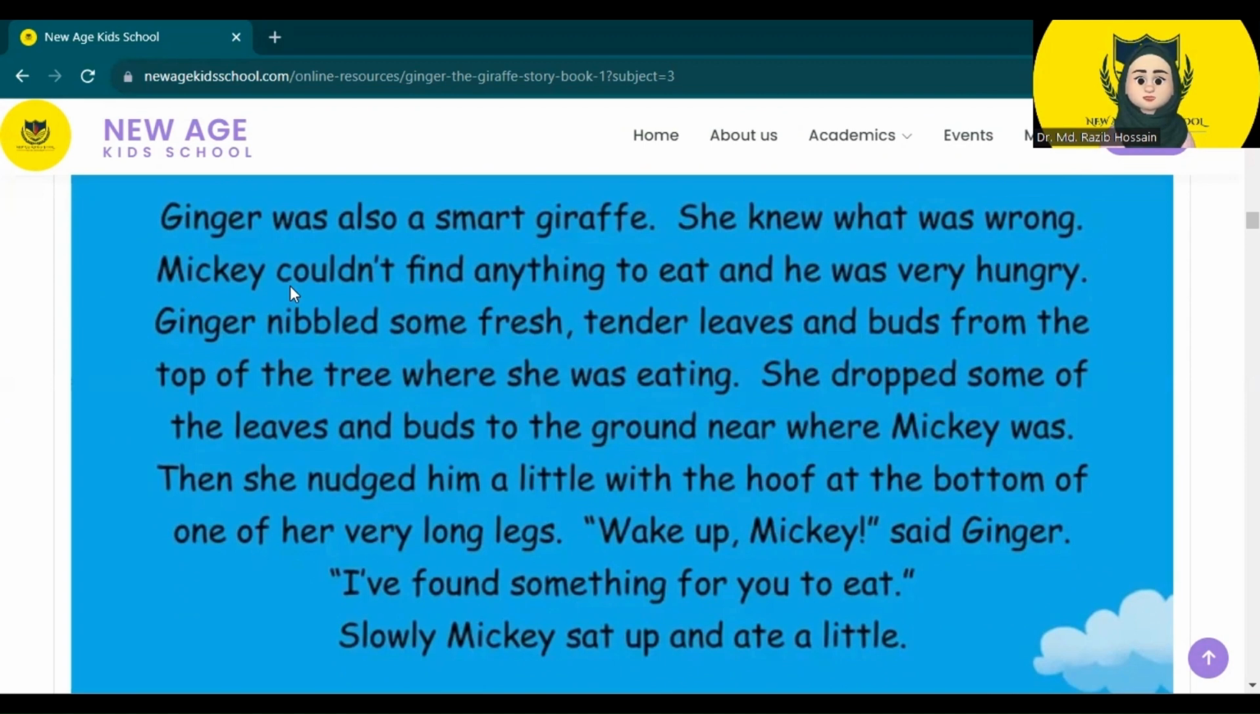In this para, we learned that Ginger knew something was wrong with her friend, Mickey. Mickey wasn't able to eat anything and he was very hungry. At that time, Ginger had a great idea. She nibbled on some fresh leaves. Means she took bites of the very, very fresh and soft leaves and laid them around Mickey. Where Mickey was standing, she put it there. Then she, using her long legs, tried to wake Mickey up and said, "Wake up, Mickey. I've found something for you to eat." Then Mickey, after listening to Ginger, slowly tried to wake up and eat a little.